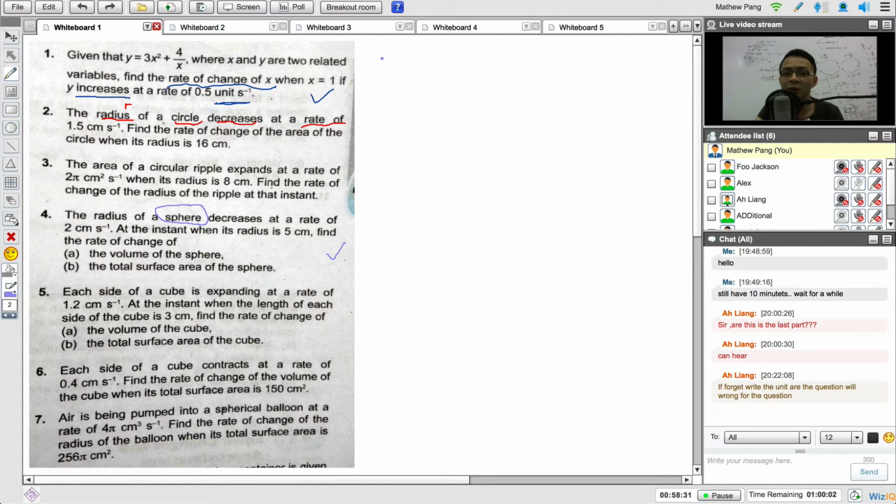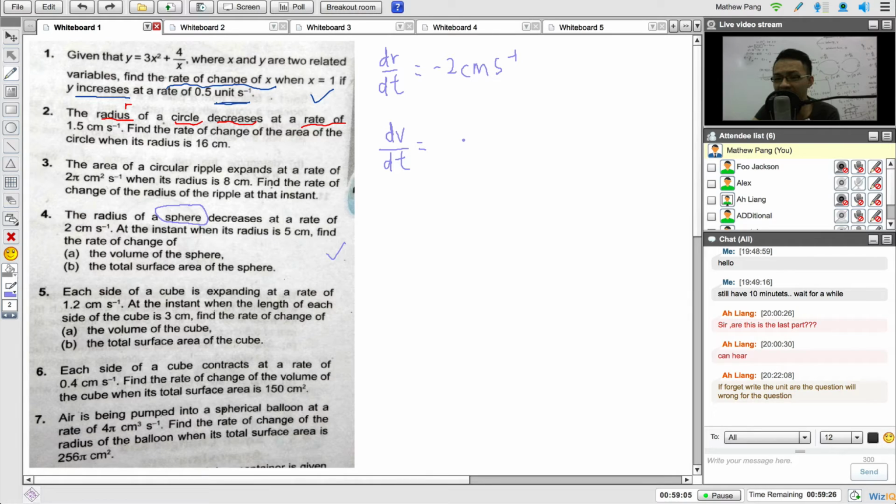So it's simple. For number 4, the first thing I will write is dr over dt, because the radius decreases at the rate, which is negative 2 centimeters per second. I write negative because of the word decrease. And then it says at the instant the radius is 5, find the rate of change of volume. I see the word rate, so I know it's related to dt, and he said volume, so I want to find dV dt.